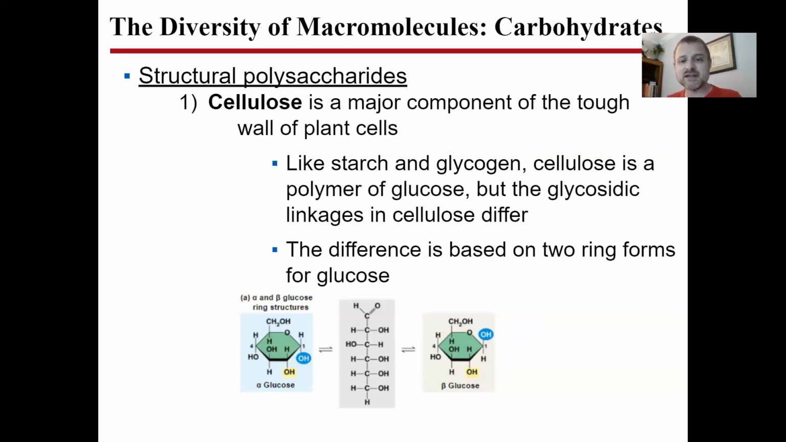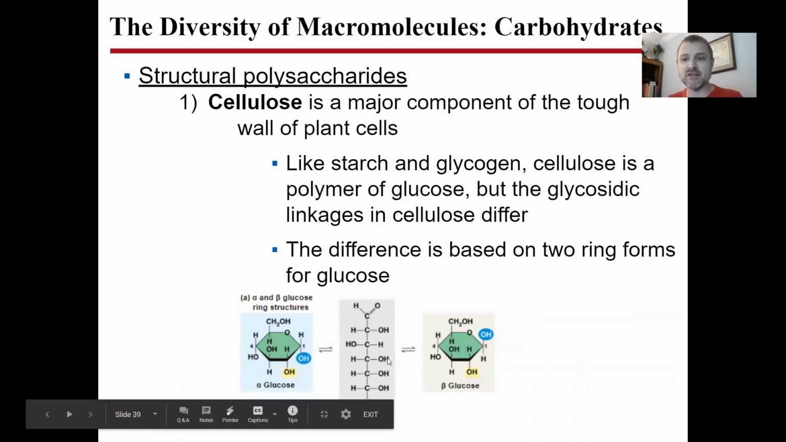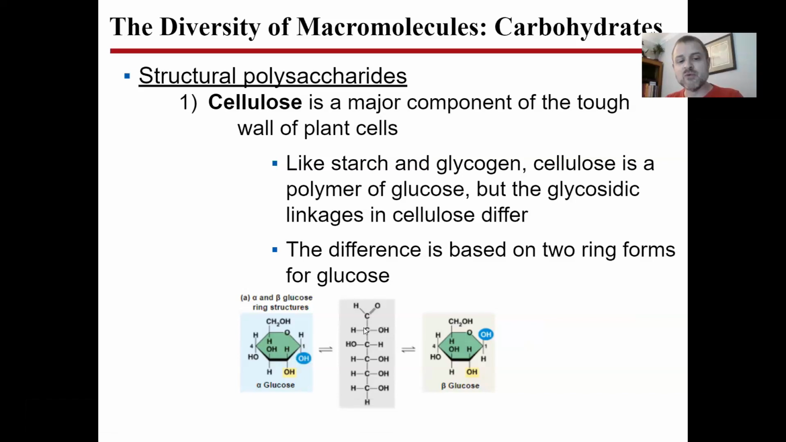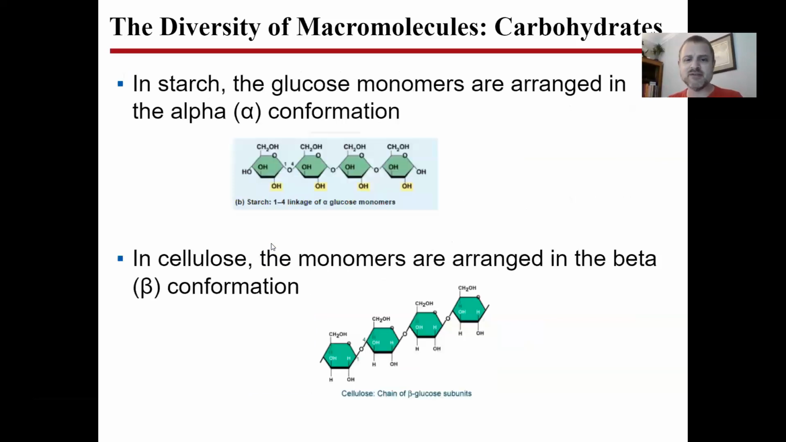It's still a glycosidic linkage, but one is between the alpha structure of glucose, the other one is between the beta structure of glucose, which, just to remind you here, remember they can go back and forth via the linear form. Once the polysaccharides form, you can't go back and forth once you've made the polysaccharide. It's kind of locked in place.